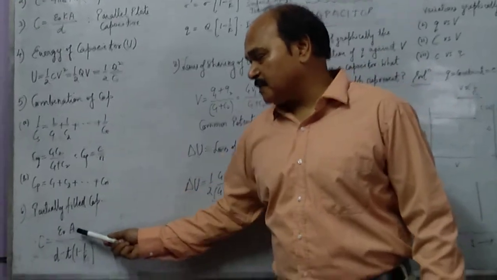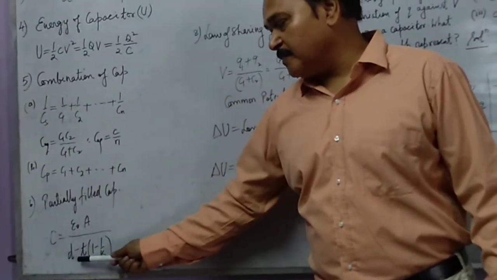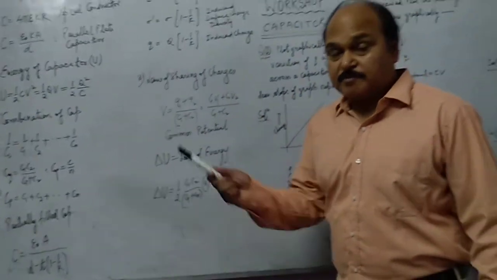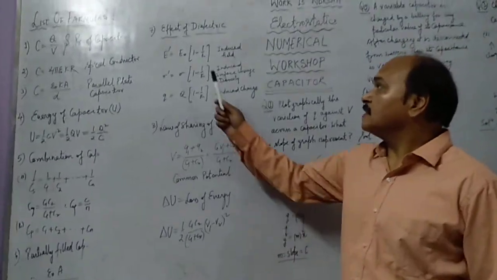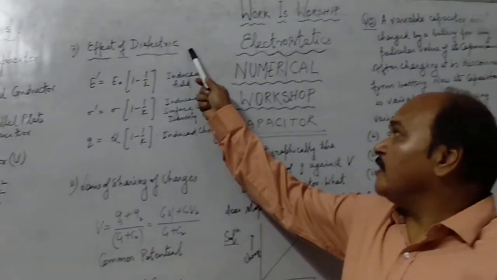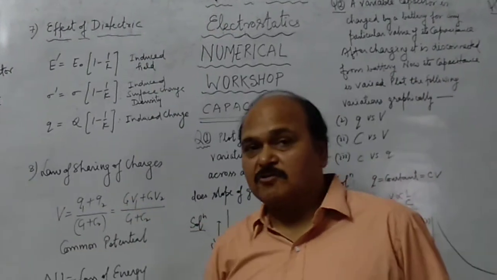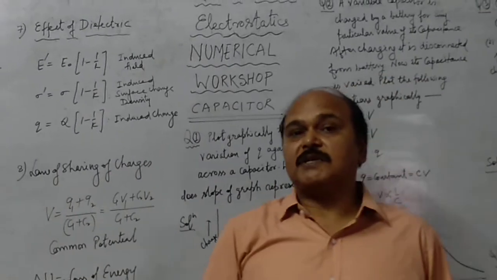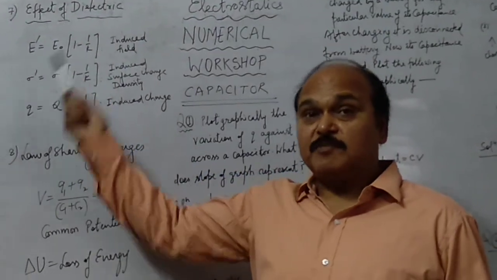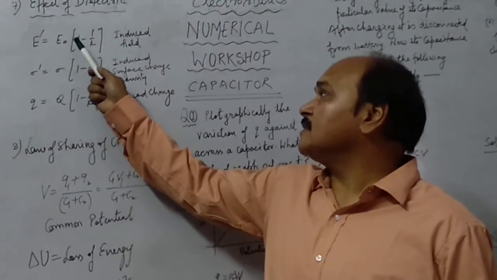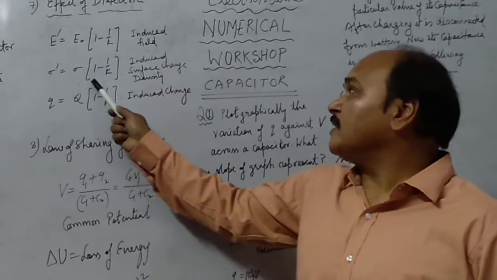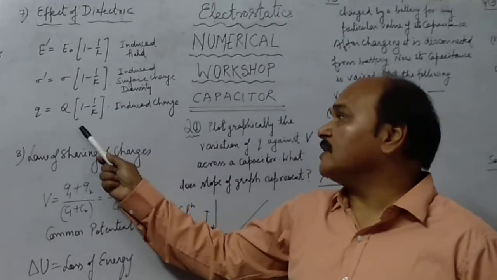For a partially filled capacitor, capacitance is epsilon naught A upon d minus t(1 - 1/K), where K is the dielectric constant of the medium partially filled inside the capacitor. Finally, the effect of dielectric. When a dielectric is placed between the two plates of a capacitor, an electric field is induced in the dielectric, and this induced electric field is in the direction opposite to the electric field already present there. So E' is E times (1 - 1/K). This is the formula for induced electric field, this is the formula for induced surface charge density, and this is the formula for induced charge.